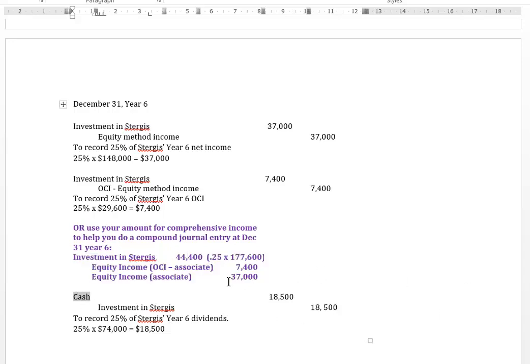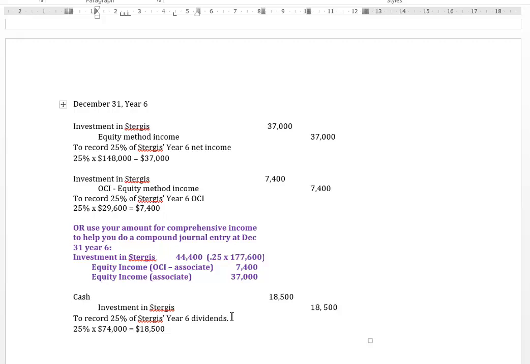Because they're waiting to receive it, but we would still credit on Blake's books the investment in the sub, or in the associated company, Sturgis. Why? Because Sturgis is the company that you significantly influence. So you know you're going to get that dividend. It's going to be paid at some point in the very near future.